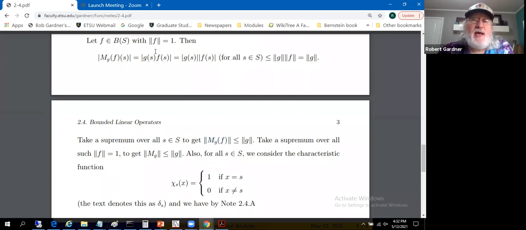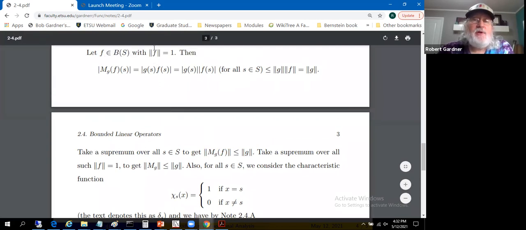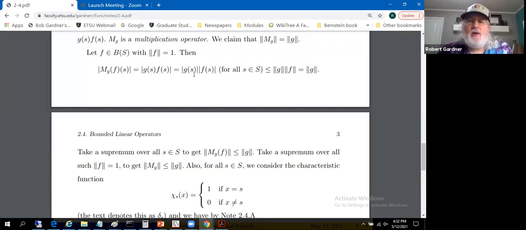Well, we chose f to be a vector of norm 1. How did you define the operator norm? By taking a supremum, again, this time over all unit vectors. So we'll take a supremum over all unit vectors f in this inequality, and that'll allow us to conclude that the sup of all of these, which is by definition the operator norm of m sub g, is bounded above by the norm of g as well.